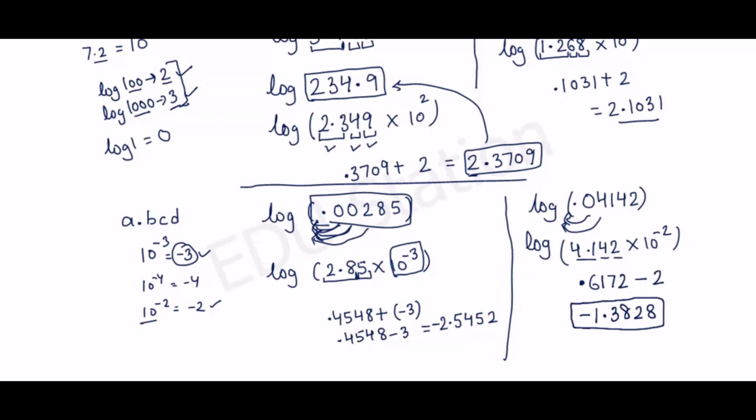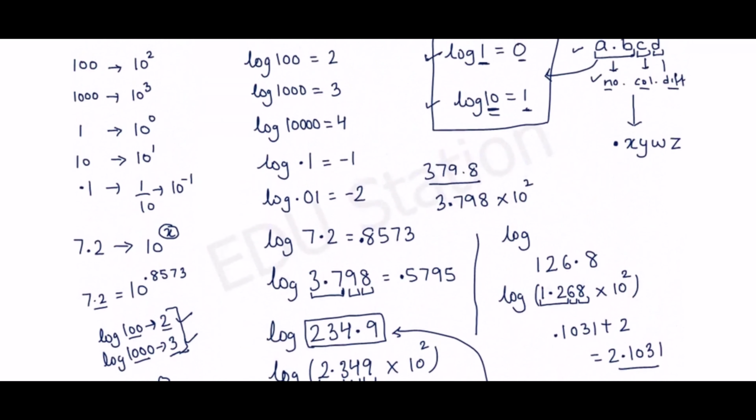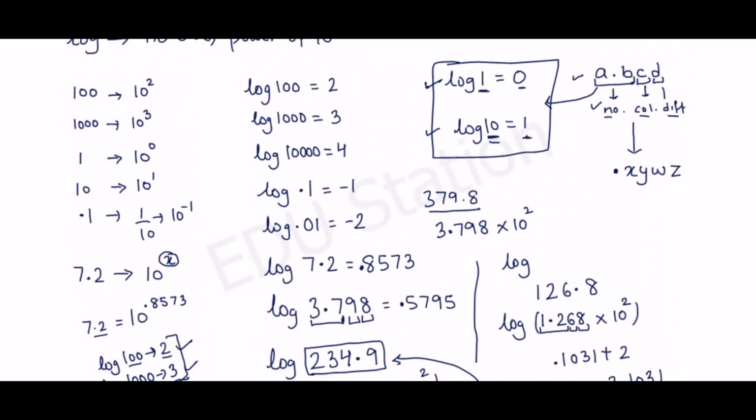So we can find the log of a number which is greater than 10, in between 1 and 10, or less than. So you just have to follow this format. This should be clear. Convert into format A dot BCD. AB will be number, C will be column, and D will be the difference.